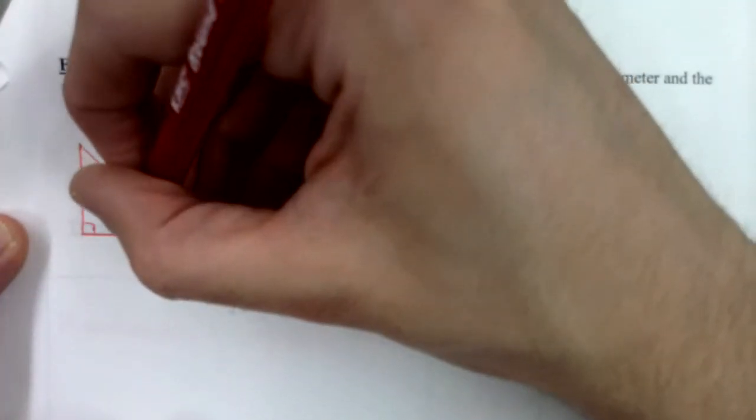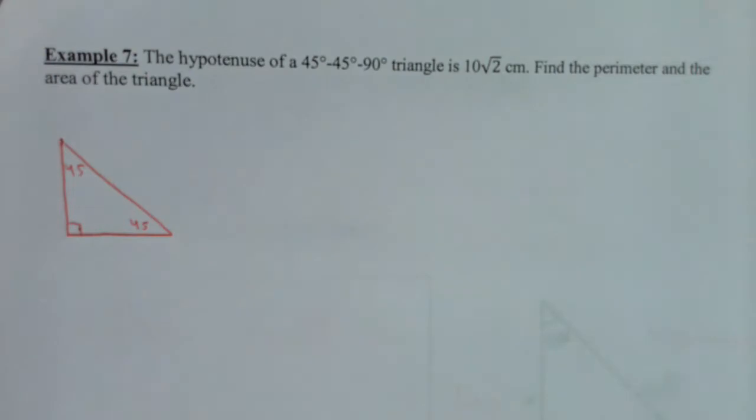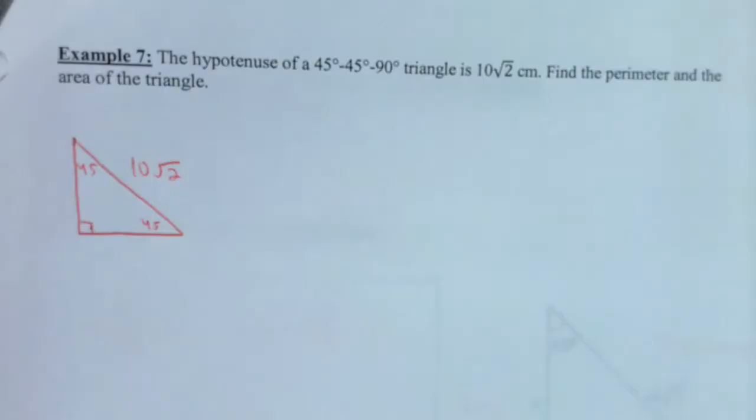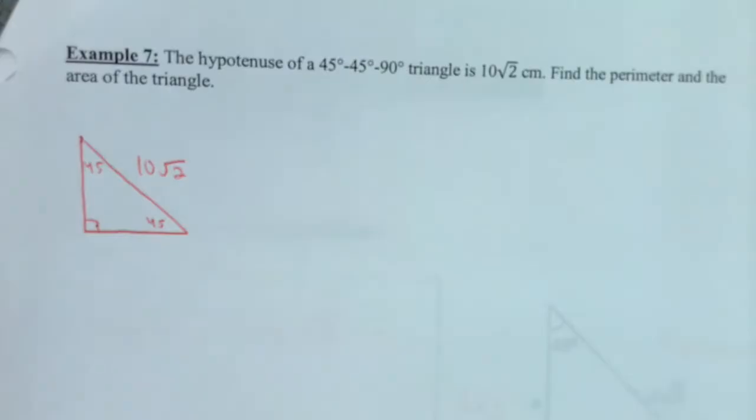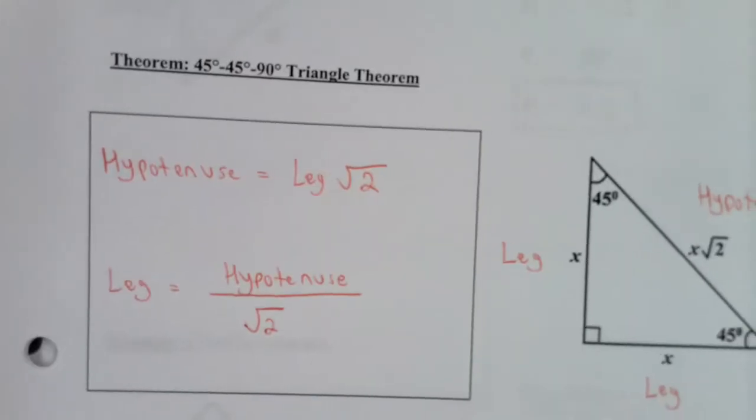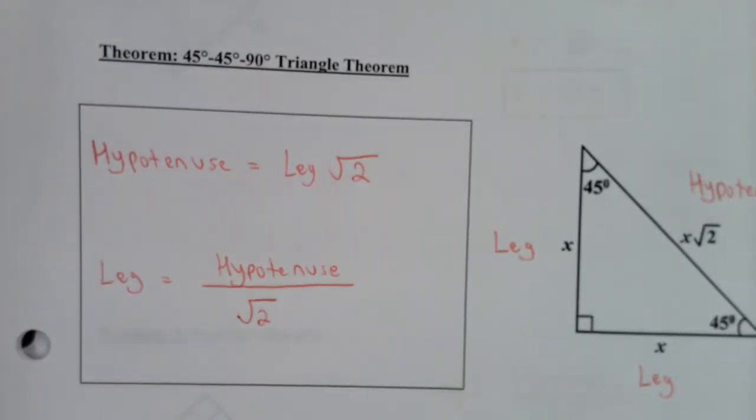It's a 45, 45, 90 triangle, so the hypotenuse is 10 square root of 2. Let's find out how long each leg is. Going back to the first page, we're using these 2 formulas because it's a 45, 45, 90 triangle. I'm going to use the bottom formula to find the length of each leg.